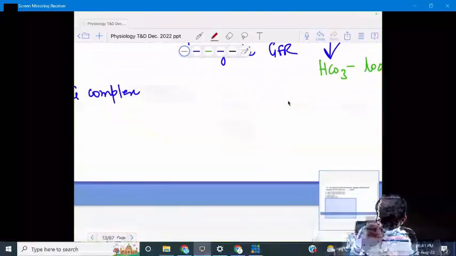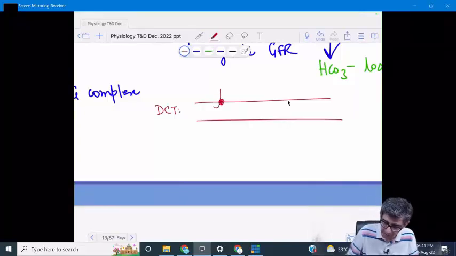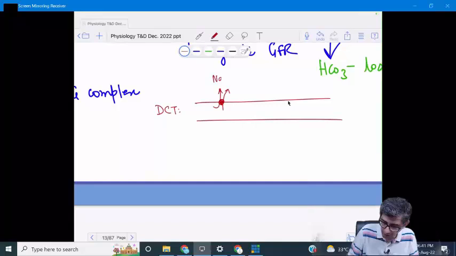In the distal convoluted tubule of the kidney, there is a sodium chloride transporter. The sodium chloride co-transporter is the one which is affected by thiazide group of diuretics. And whenever sodium goes in, obviously water will also be going in.